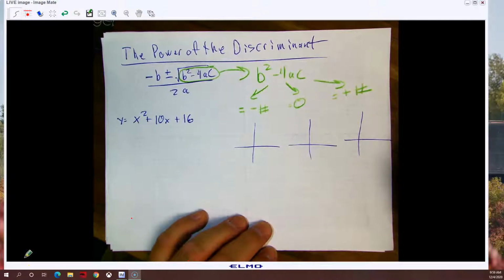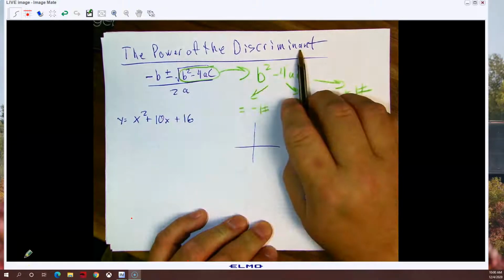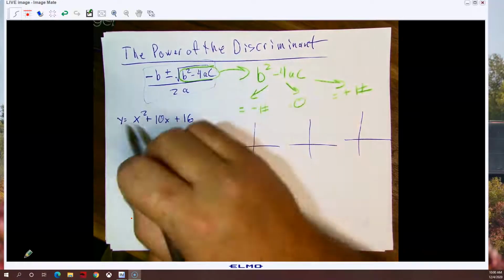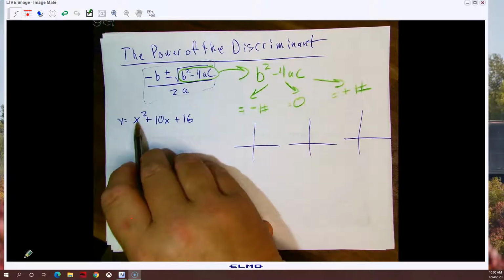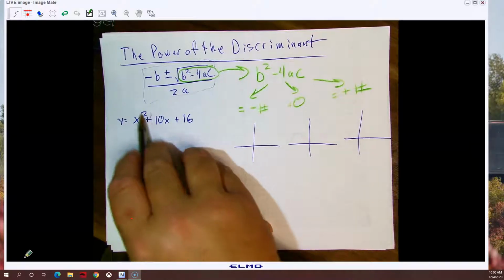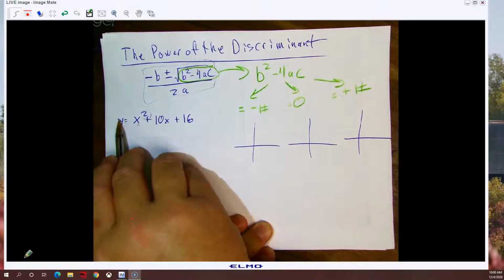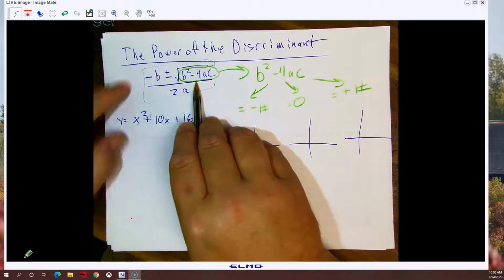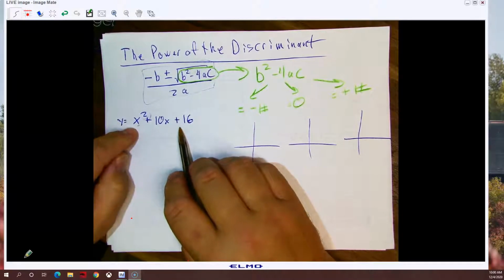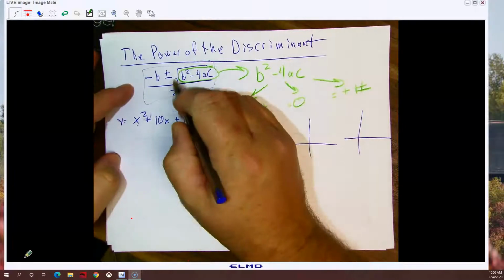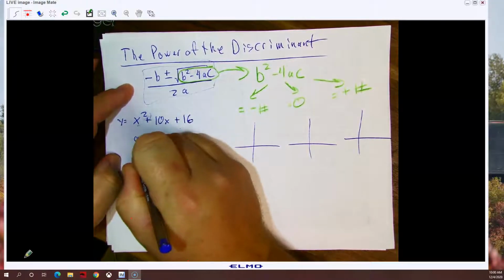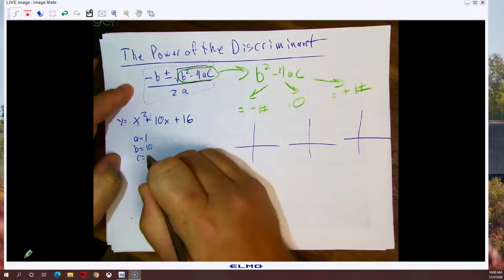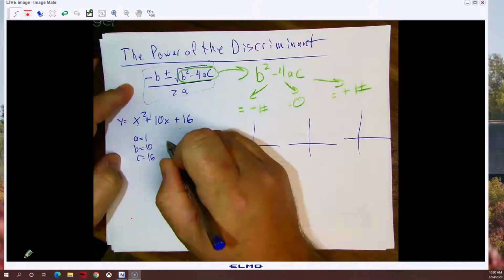Okay, ladies and gentlemen, let's talk about the power of the discriminant. Now, the discriminant is part of the quadratic formula. A quadratic equation is a variable with power of 2, and it is set equal to y or f of x. The quadratic formula allows us to break up a quadratic equation. To do that, I can plug all of these into the full-on quadratic formula. A is 1, B is 10, C is 16, and I could go from there.